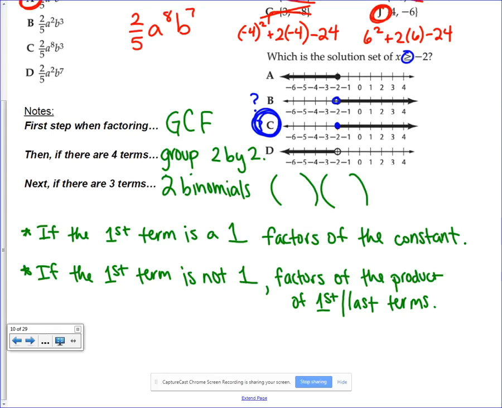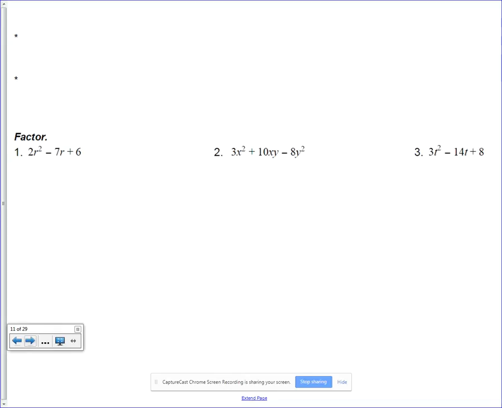Okay, I'm going to start with number 1. In number 1, first thing you're asking yourself, is there a GCF? I don't think of any number that I can take out of all 3 of those, right? Okay, so how many terms are there? Which means I know I need to make this. Does it start with a 1? It does not. So you need to multiply the first and the last terms. What do you get? You need factors of 12 that will add to 7.